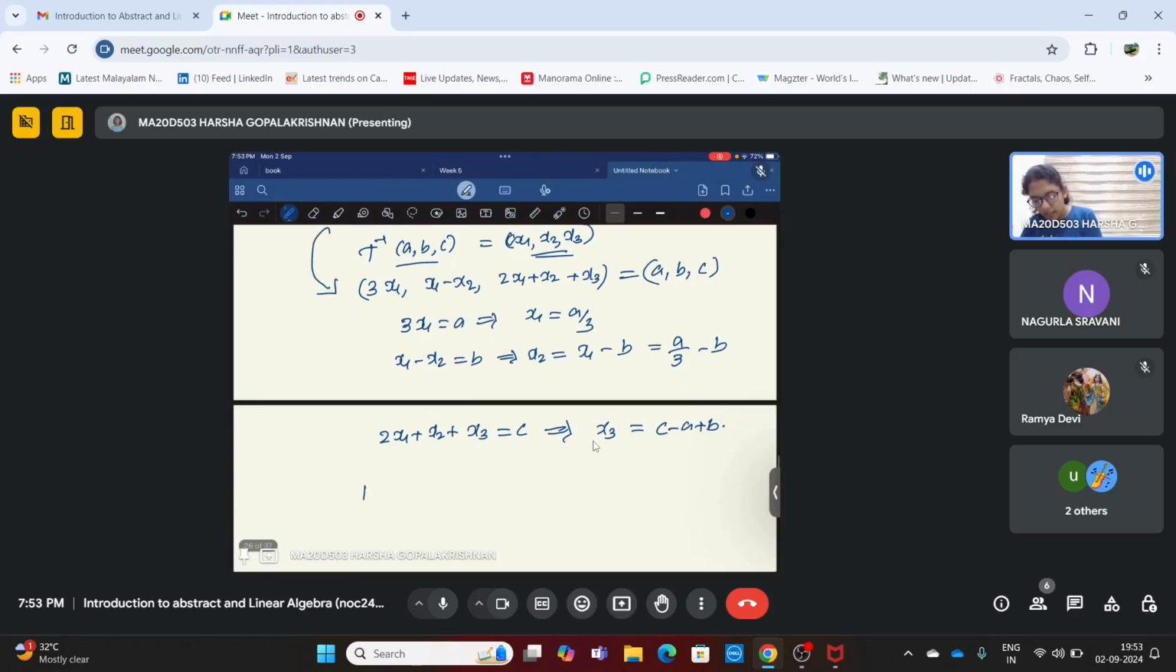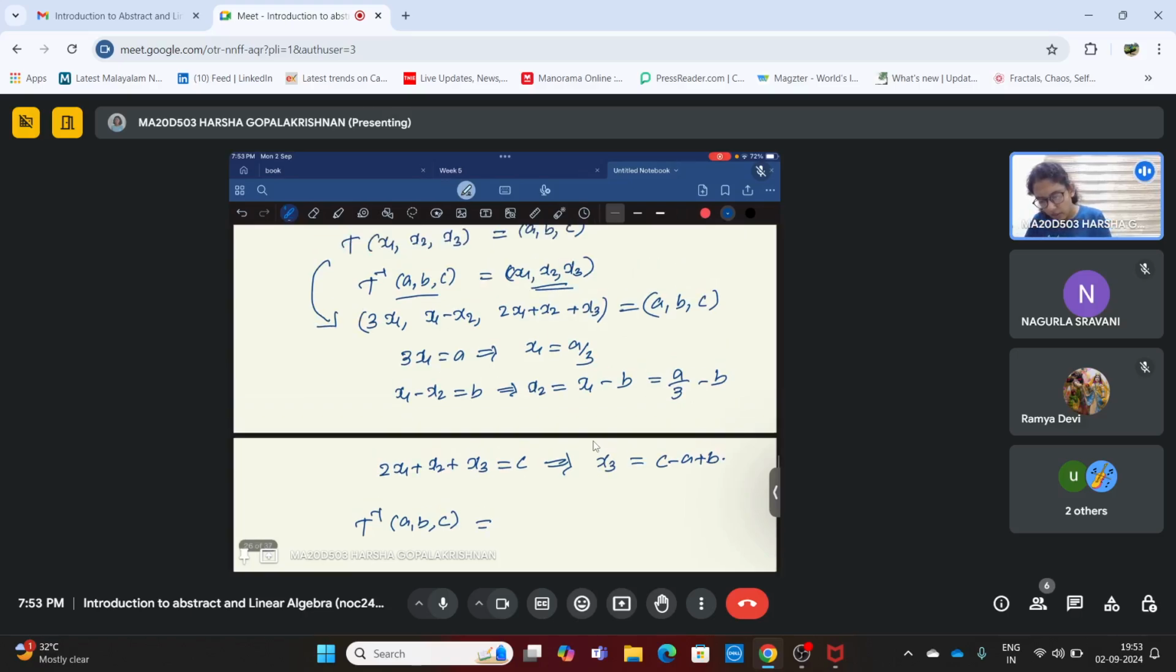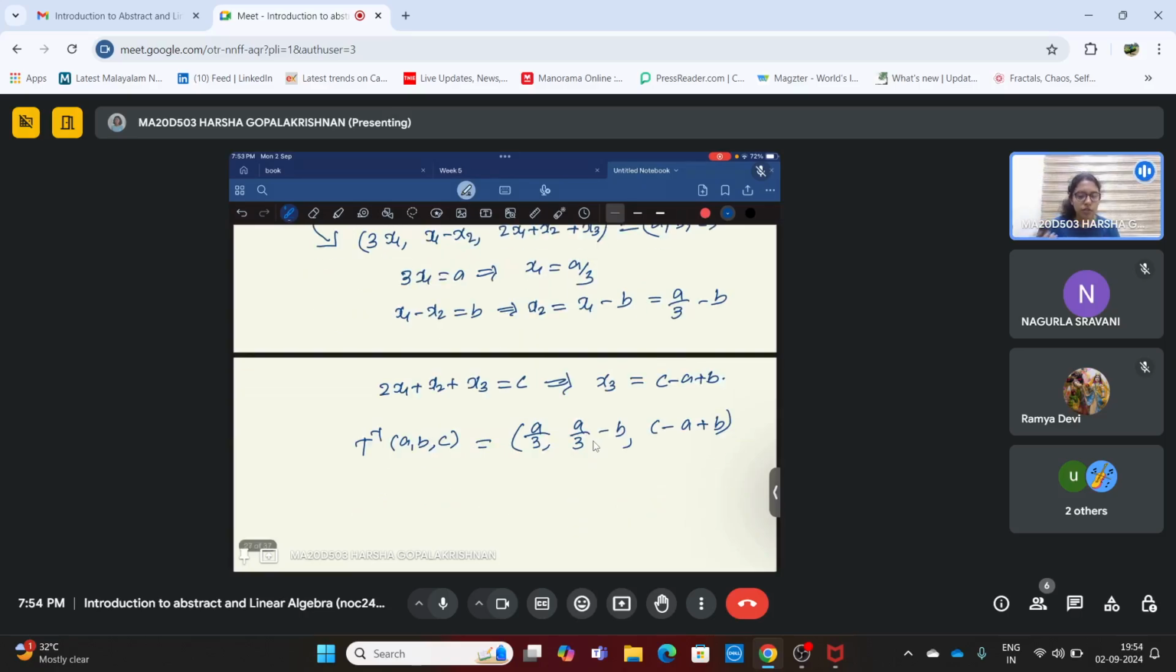Okay, so what is T inverse of (a, b, c)? So we need to put the values of x1, x2, x3 here. So x1 is a/3, x2 is a/3 minus b, and x3 is c minus a plus b. So this is the inverse of the given T.